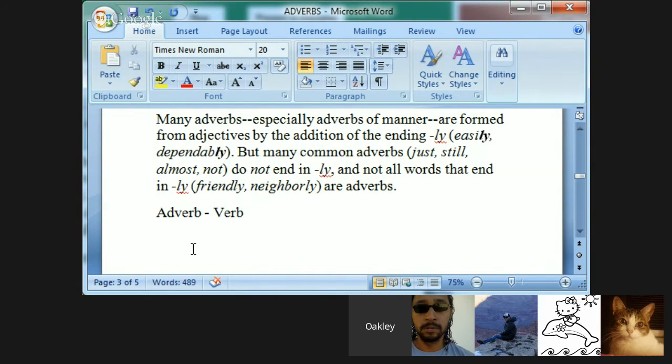Should I look for a sentence with adverb and verb? That's right, where the adverb is working on the verb. He's still going to be here tomorrow.